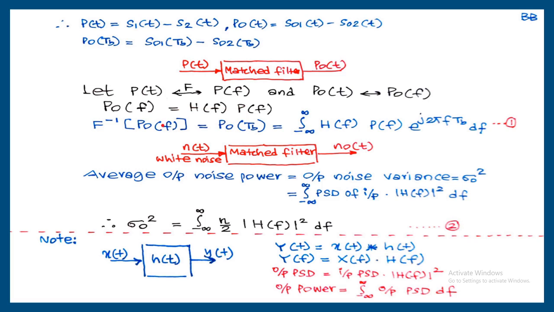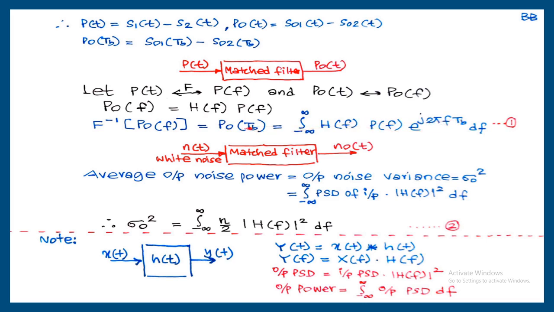Then I have taken the inverse Fourier transform of P0f. Fourier inverse of P0f is equal to, so inverse Fourier transform will be in time domain. That is P0tb is equal to the integral from minus infinity to plus infinity of P0f e raised to j 2 pi f tb df. The reason I have written tb is because I am writing here tb. If I am writing P0t, it will be t here.